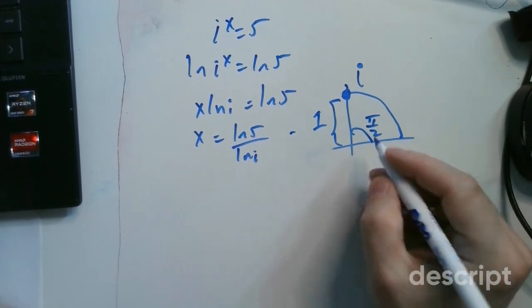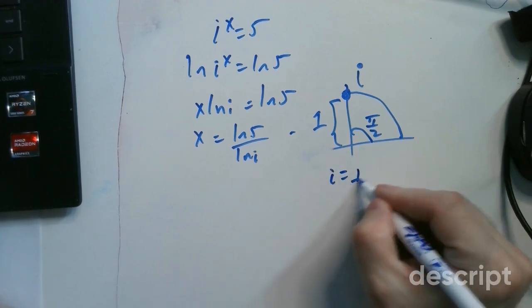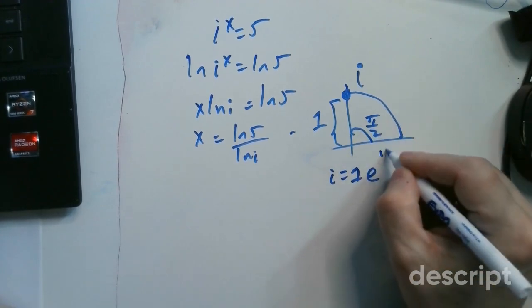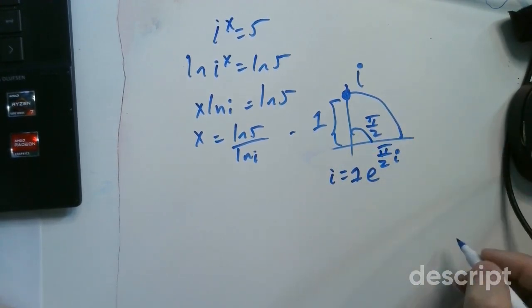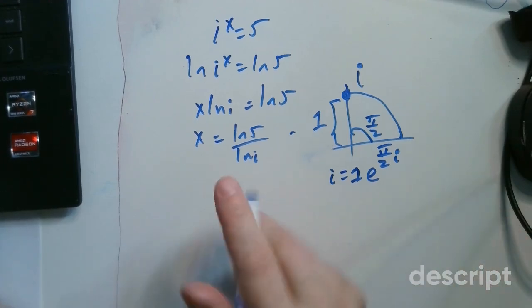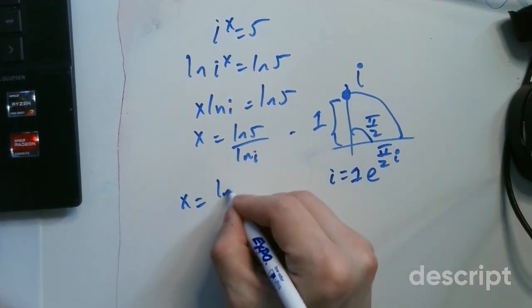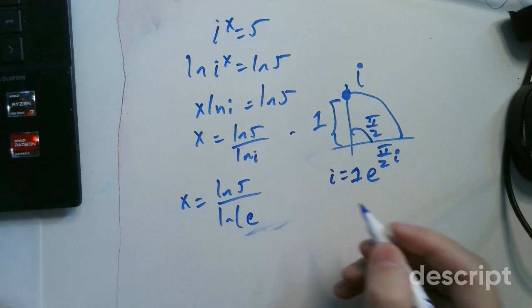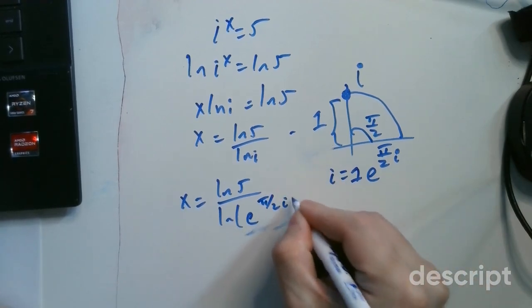So what you can do is the following. You can take your i and you can write it as 1 from here, and then e with the angle, pi over 2 with the i. So you have the exponential version of it. You can use that here. So you're going to have x = ln 5, the principal value, ln, and then replace i with e raised to the pi over 2i.